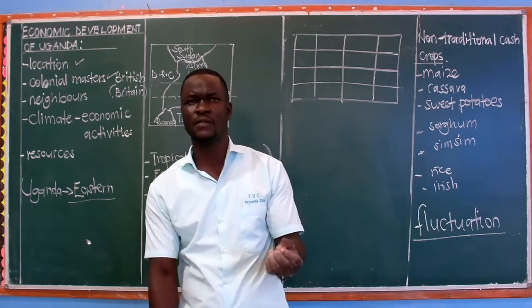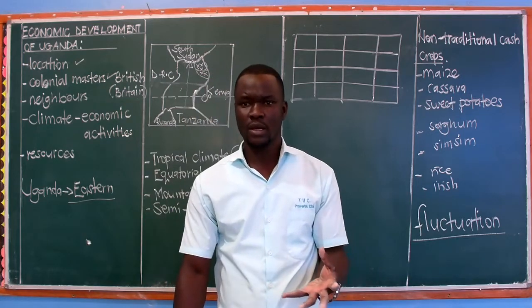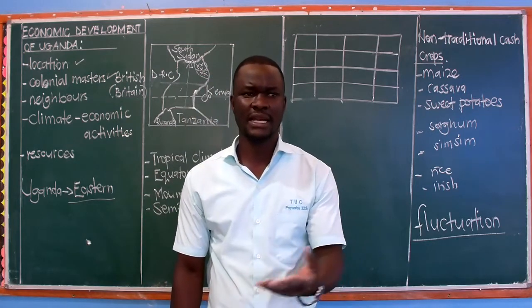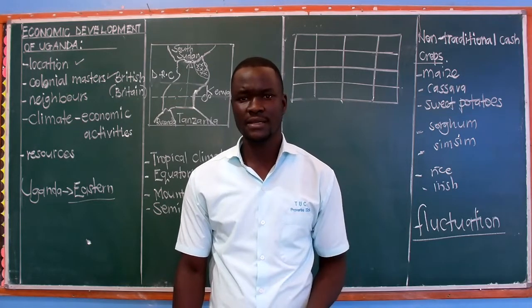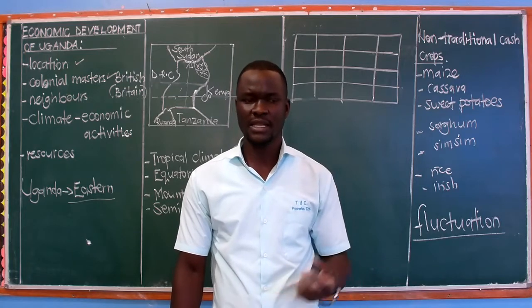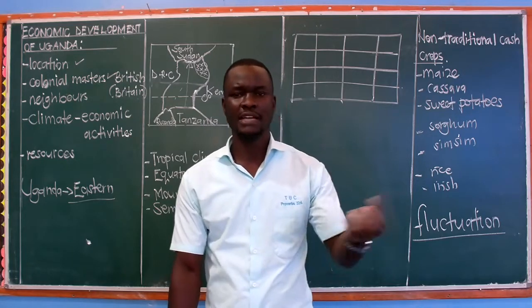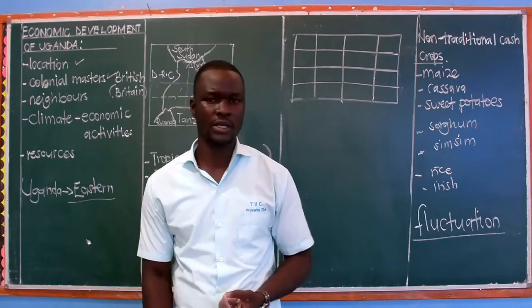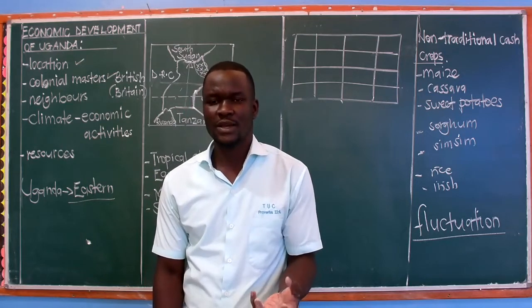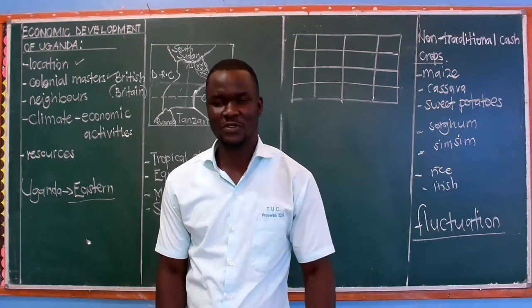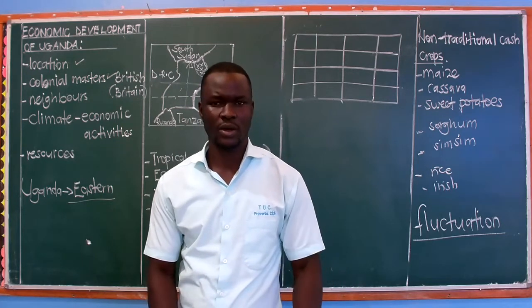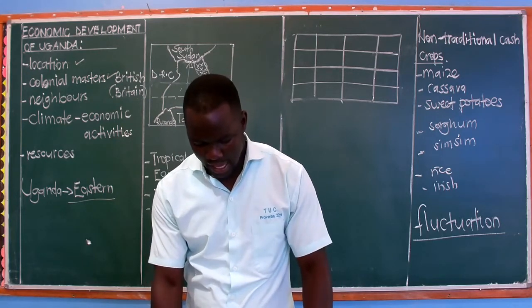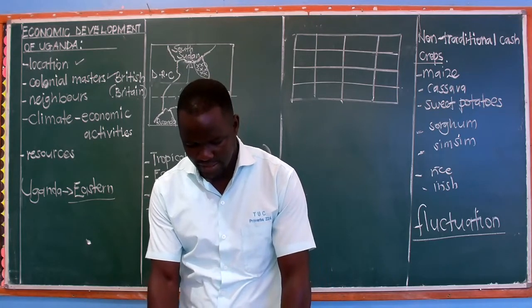Then we have a problem of shortage of capital. What should be done? Government can give soft loans to farmers, give them some money for them to start up their business, their farm activities. Then they can be paying it slowly. That's what we call giving soft loans to farmers. That will enable the farmers to get capital so that they can begin these farm activities.